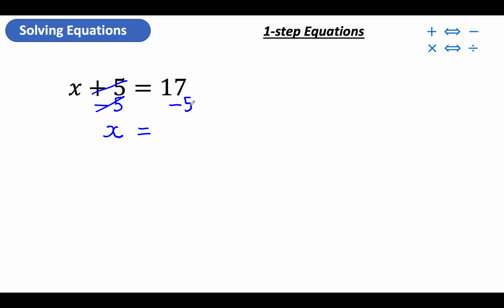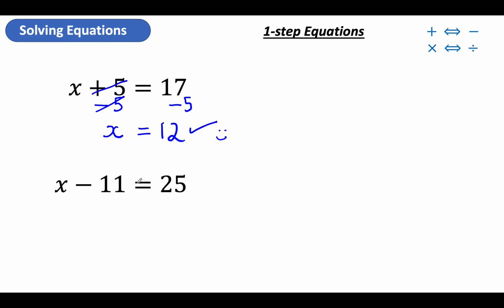Now 17 take away 5 is 12, and I'm already at a point where I've got x equals 12. That is my answer. I get a little smiley face because it's answered. That's done. These are called one-step equations because there's only ever one little step to try and solve them generally. Okay. Right, let's try another question.